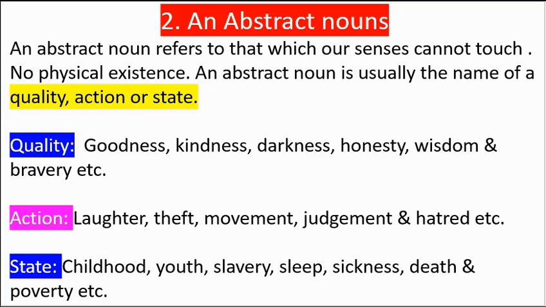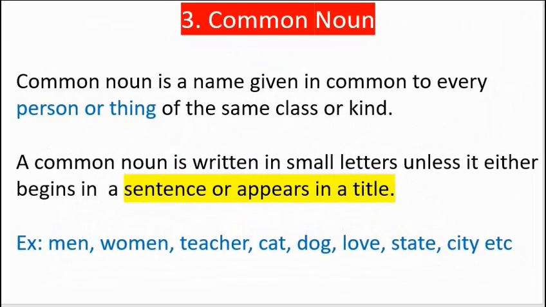Childhood, youth, slavery, sleep, sickness, death, poverty, etc. All these things we can call abstract nouns, which you cannot touch. Our senses cannot touch these kinds of things. And the third one is the common noun.